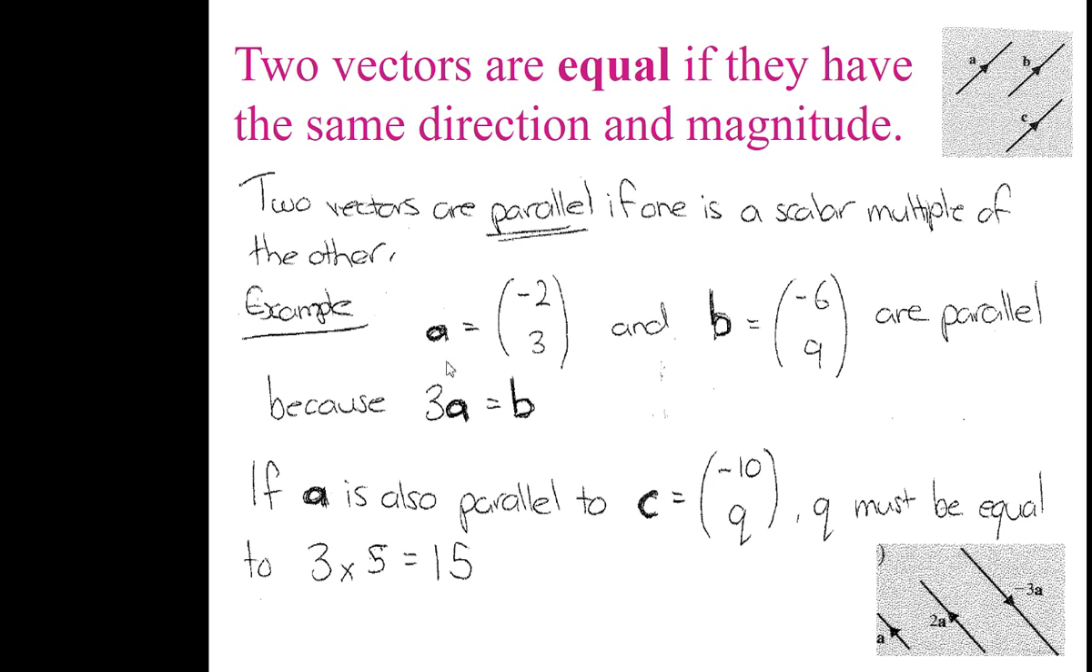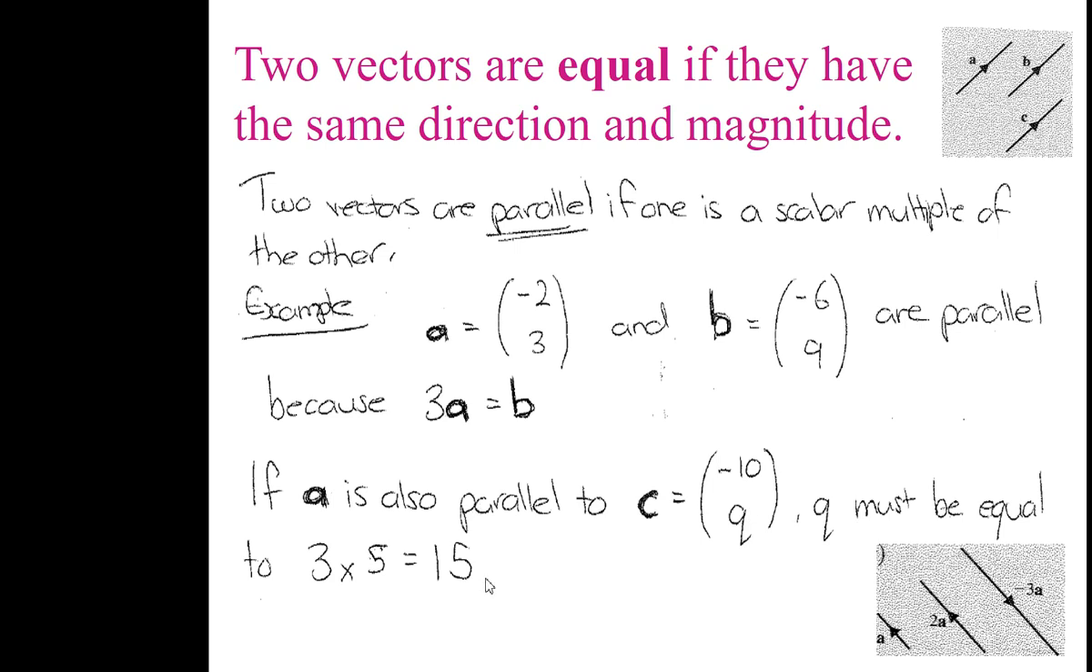So long as you can multiply this by something, it could be even by a fraction. Technically, you could say multiply this one by a third and you would get this one. Multiply this one by 3 and you would get this one. So just so long as you can multiply by a number, you'll get this one. Yeah, so they're parallel because you can say 3a is equal to b. If a is also parallel to c, for example, minus 10 and q, q must be equal to 15.